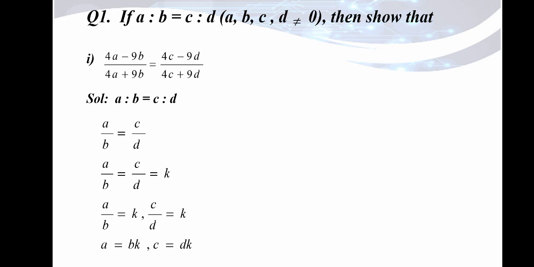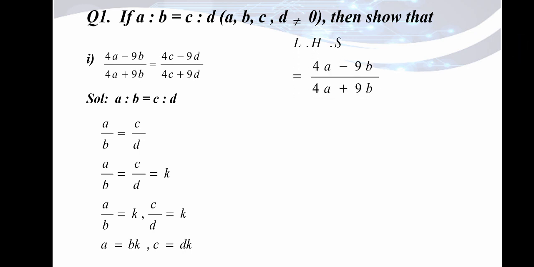If is written in the first and show that is written in the last. So coming towards the first part, that is (4a minus 9b) over (4a plus 9b) equals (4c minus 9d) over (4c plus 9d). Here the proportion is A ratio B is equal to C ratio D. You have to perform that step in every question. A ratio B can be written in the form of A over B, C ratio D can be written in the form of C over D. For solving the proportions using K method, we have to replace each ratio equals to K. So A over B is equal to C over D is equal to K, A over B is equal to K, and C over D is equal to K. Then the next step is that A is equal to BK and C is equal to DK.